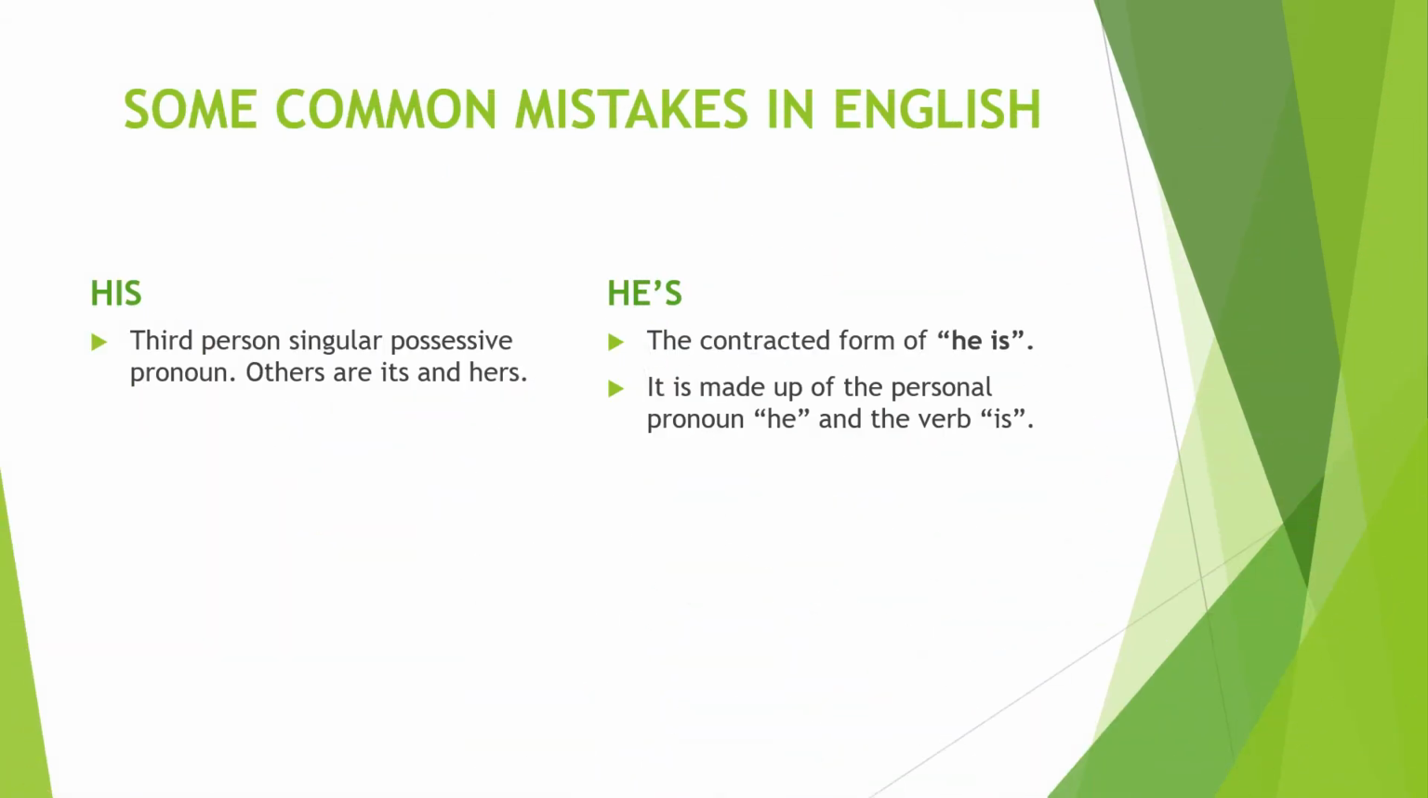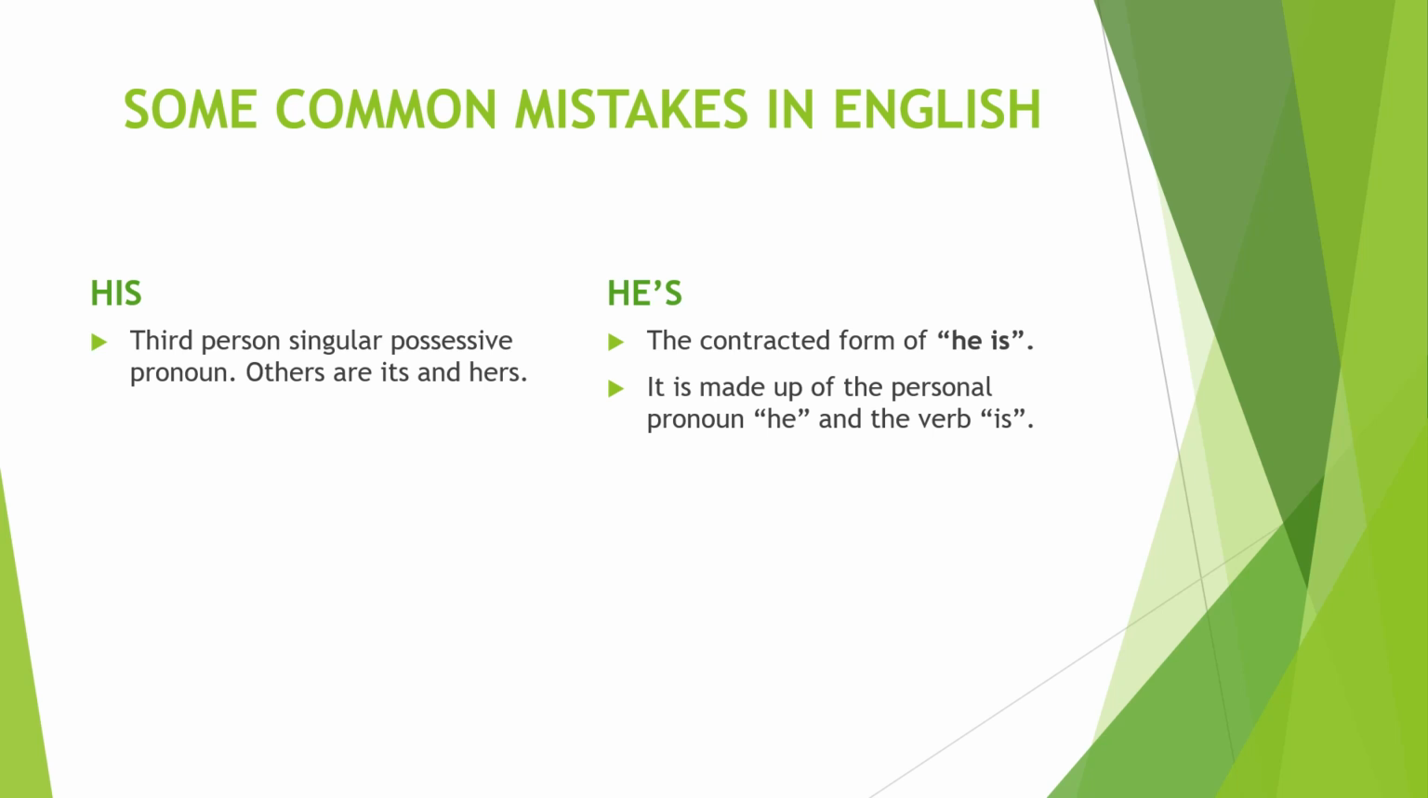In our next pair of words, we are looking at his and he's. His is a third person singular possessive pronoun. We saw its earlier, which is also a third person possessive pronoun, also singular, just like his. We also have hers, which is a third person singular possessive pronoun. So we have its, hers, and his. These are the third person singular possessive pronouns.